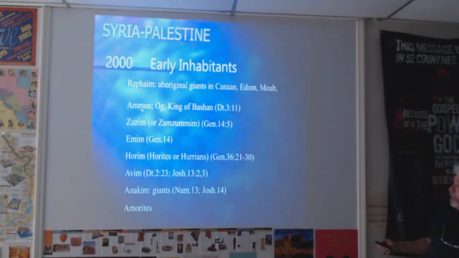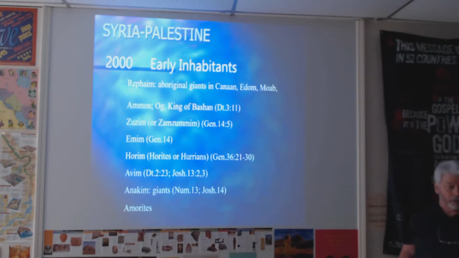All right, so next we have the Zuzim, or if you really like saying those Z's, you can call them the Zamzumim. You got M's and Z's. And they're mentioned there. The Emim, the Horim, again you see the Em on the end, also called Horites or Hurrians, the Avim, the Anakim. Here's another group of giants, the Anakim, and the Amorites. So these are all people that are early inhabitants of the land of Canaan.